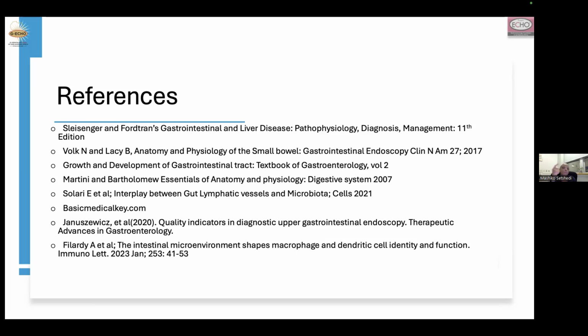And other than what you described, what are the differences between the duodenum and the jejunum and the ileum?